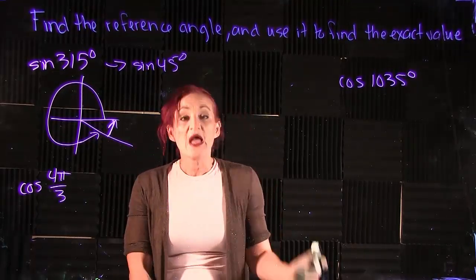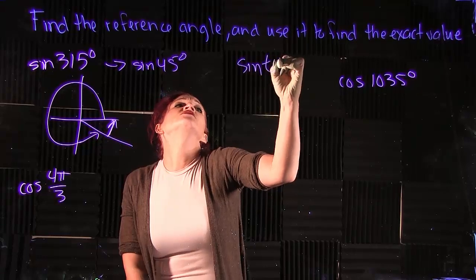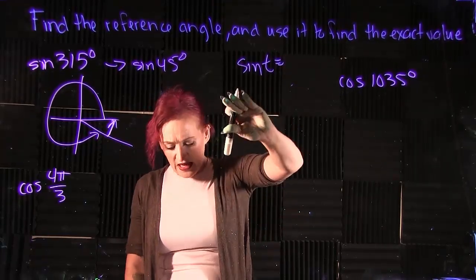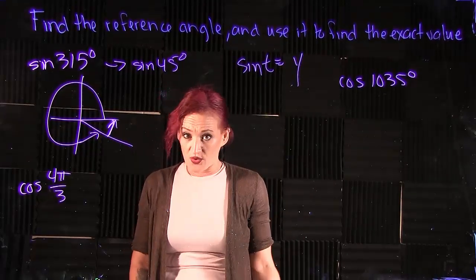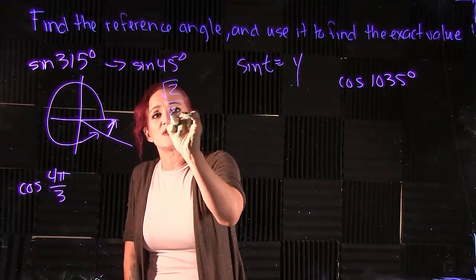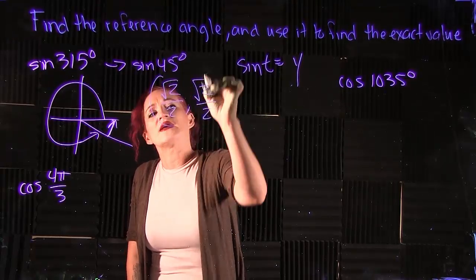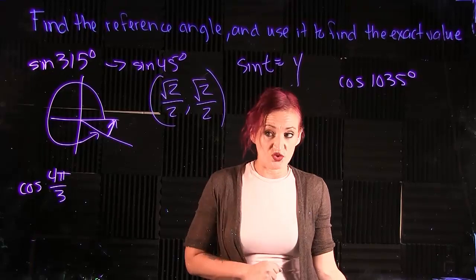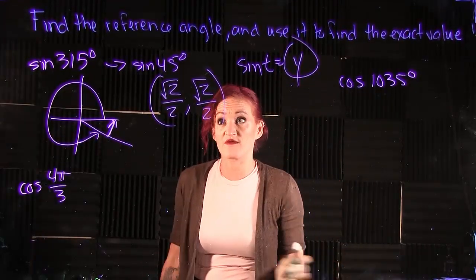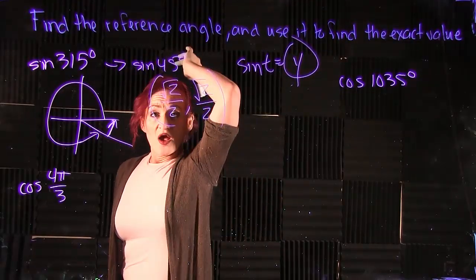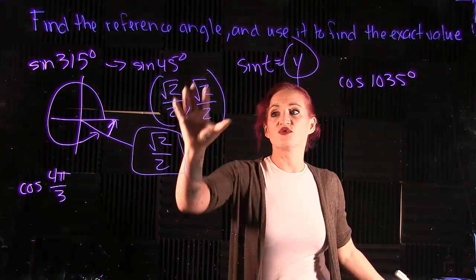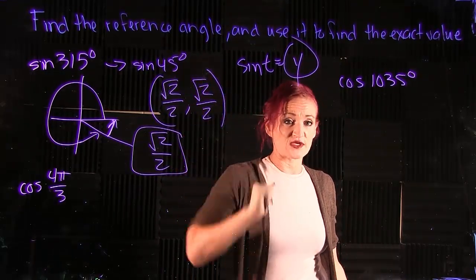Keep in mind that when you're taking sine of a given value, sine is the y coordinate. So if you take a look at 45 degrees on your unit circle, you should have the point square root of 2 over 2, comma square root of 2 over 2. Sine of that is just the y coordinate. So sine 45 is square root of 2 over 2. Just pull the y value from this coordinate here.